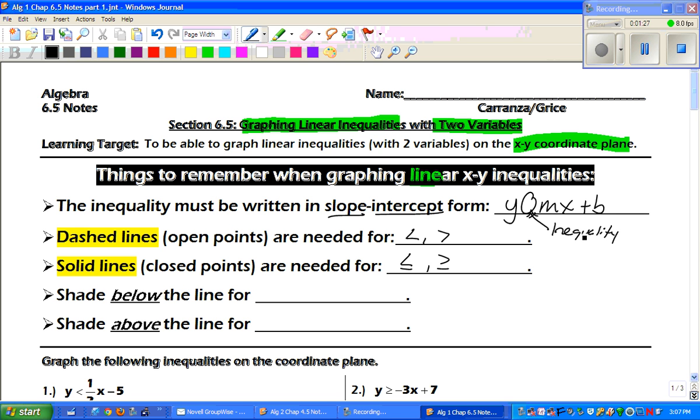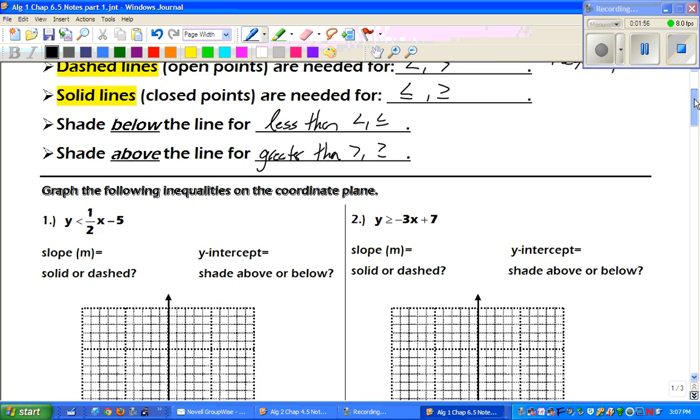Now the only difference is we're going to be either shading below a line or above the line, and if it's below the line, those are going to be the less than symbols, okay? And if it's greater than, that's when we shade above, okay? So all of this information is very important, so refer back to this as we're going through the notes, okay?